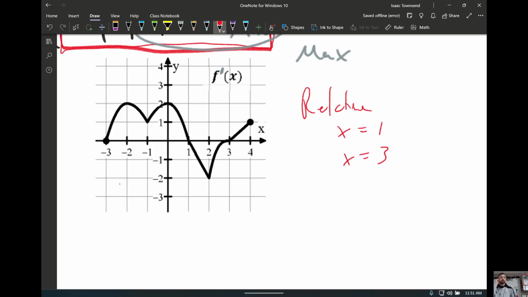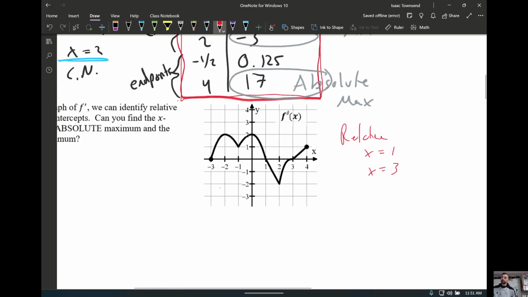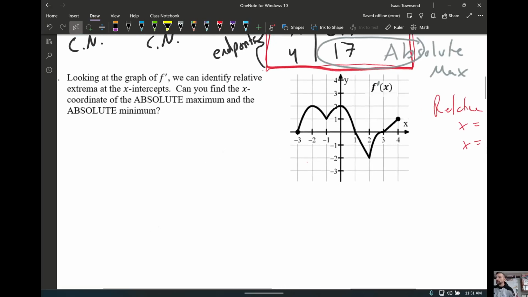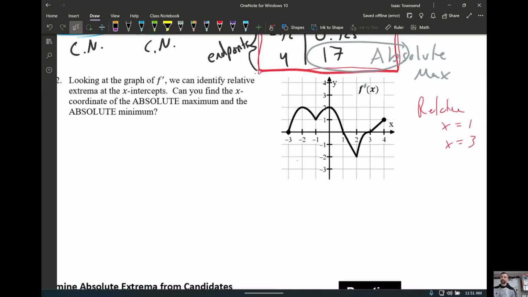But this question is wanting us to find the absolute. So it could be at x equals 1, this is as big or as small as it gets. And at x equals 3, it could be as big or as small as it gets. But what do y'all think? I'll let you think about it a second.